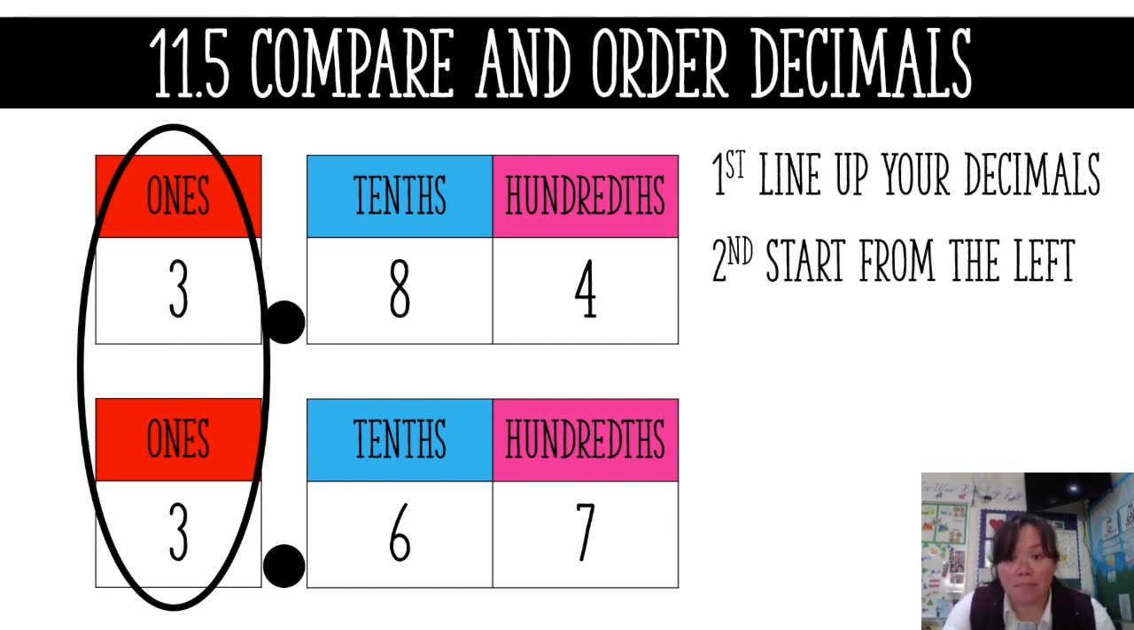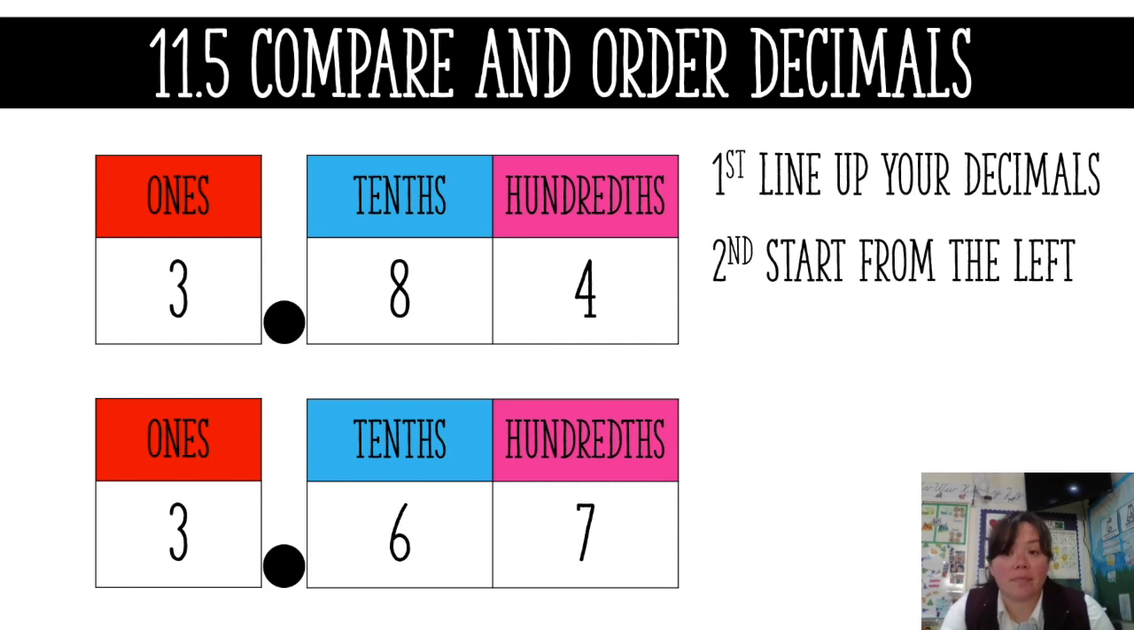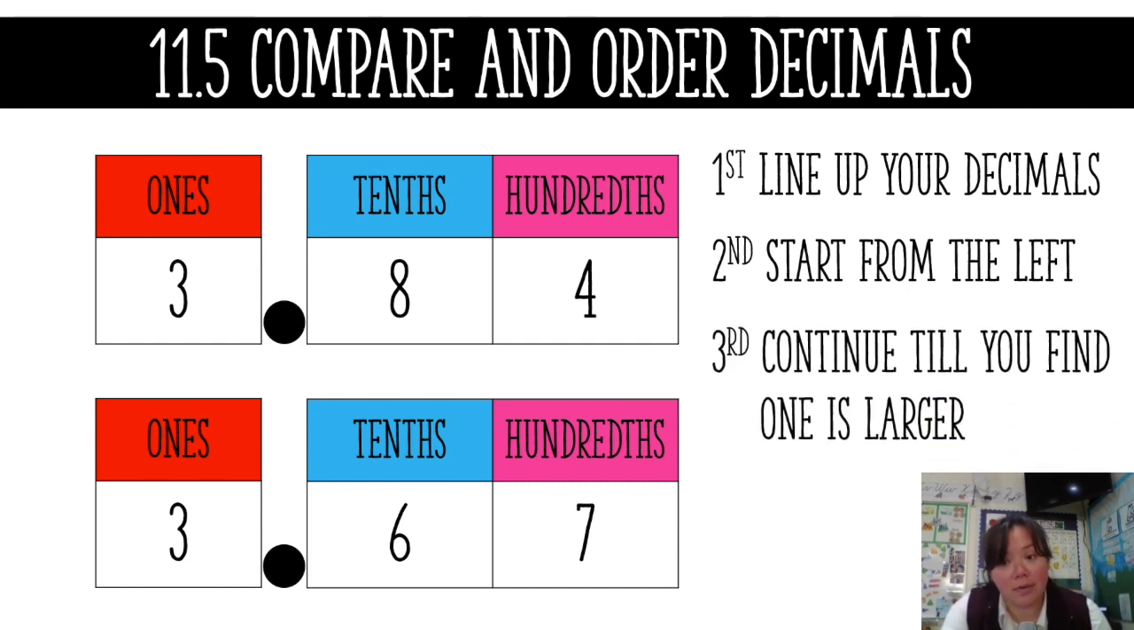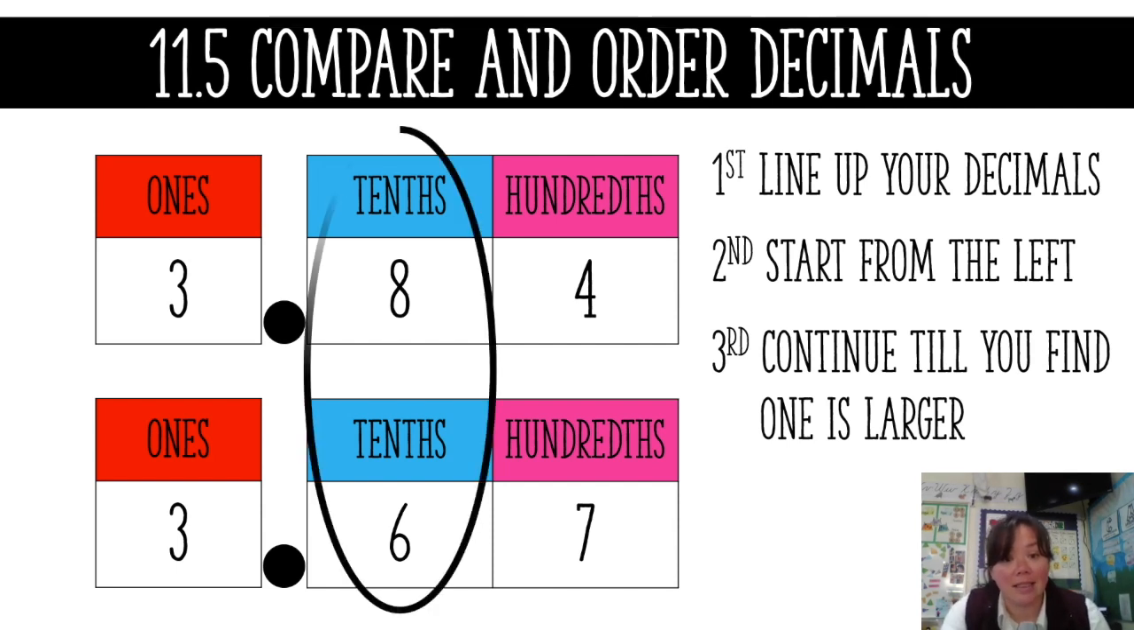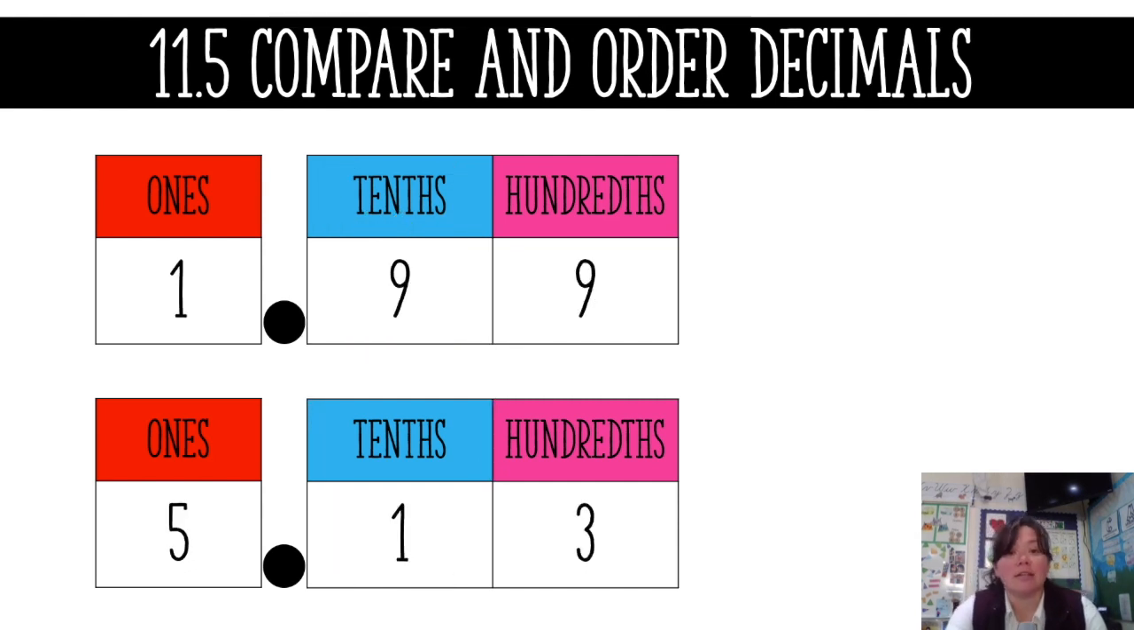So then the next step is to continue until you find one that's larger. So we're going to move towards the right. We're going to go to the tenths place now and compare those two numbers. And winner, winner, chicken dinner, we have a larger number. The number 8 is larger than the number 6, so the top number is larger than the bottom number. If you think of it money-wise, I would rather have $3.84 than $3.67.